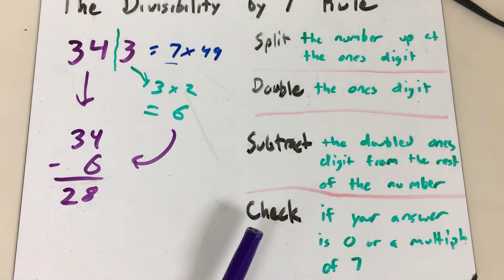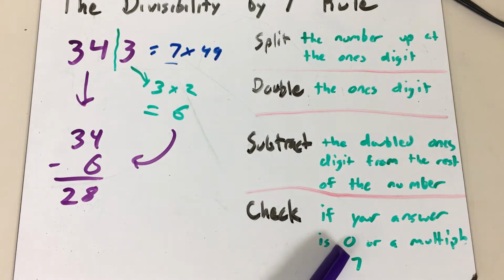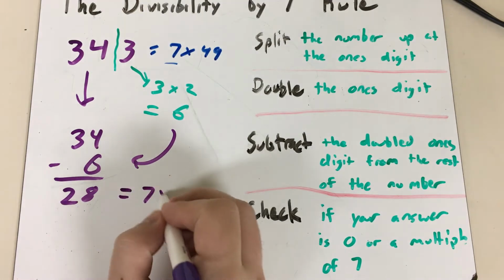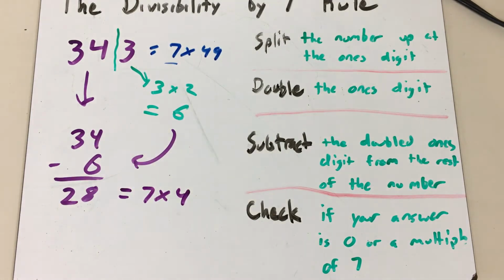Now I go to my final step, which is to check if my answer is either 0 or a multiple of 7. Now, this could be positive or negative. You might end up getting some negative numbers sometimes if you do this enough. But with the number 28, we are absolutely okay, because 28 is equal to 7 times 4. So that's a quick demonstration of the rule.